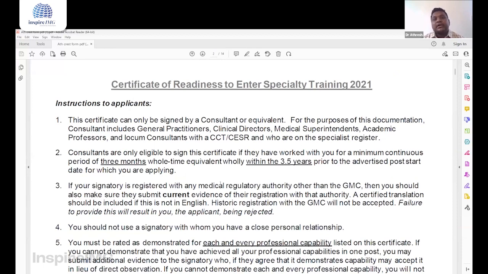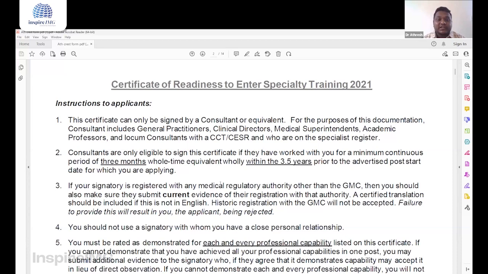This is mainly required for international medical doctors who are not trained in UK, who have written their PLAB exam and come to UK doing some jobs and need to enter into specialty training, be it surgical or medical, psychiatry or GP, anything in that matter. They need to get this CREST form signed. This form can be signed by a consultant or equivalent. It means a general practitioner or medical director of your hospital or any academic advisor or medical college professor who is qualified enough and is equivalent to the role of consultant.